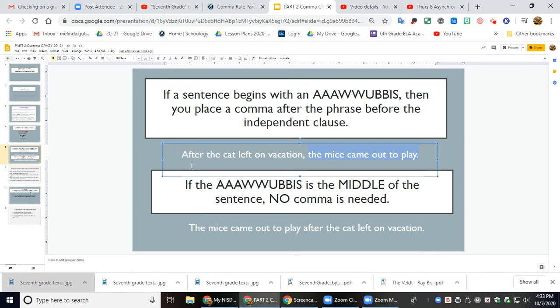If it begins the sentence, then you need a comma. If it is in the middle or at the end of the sentence, no comma is needed. The mice came out to play after the cat left on vacation. So you have to remember that if it's at the beginning, it needs a comma. If it's at the end, it does not need a comma.